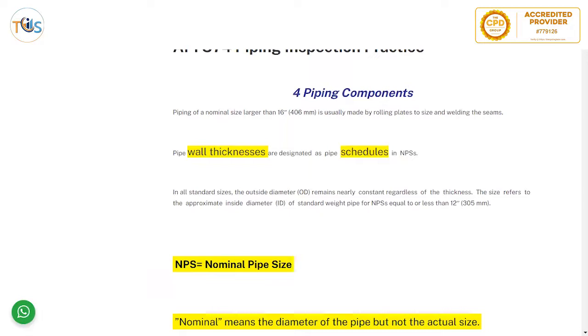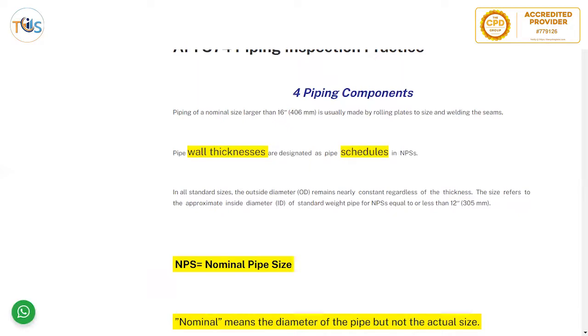Pipe wall thickness is designated as pipe schedules in NPS. In all standards, the outside diameter remains nearly constant regardless of the thickness. So when we say NPS 4, the outside diameter is the same. It's not exactly 4 inch, but slightly more than 4 inch. The size refers to the approximate inside diameter of standard weight pipe for NPSs equal to or less than 12 inch.